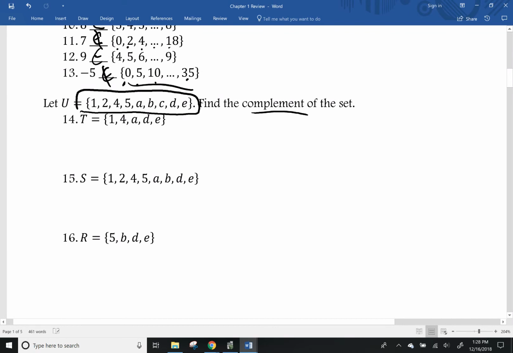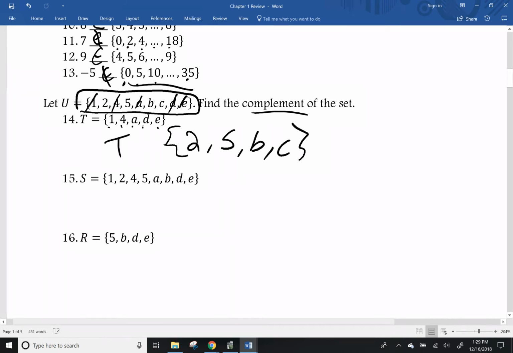Complement means opposite. So look at 14, for example. We have the elements 1, 4, A, D, E in the set for number 14. Complement is everything that is not in that set relative to our universal set. So 1 is in that set, 4 is in that set, A is in that set, D is in that set, and E is in that set. So the complement is every other element, 2, 5, B, and C. I believe that's it. So that is the complement.